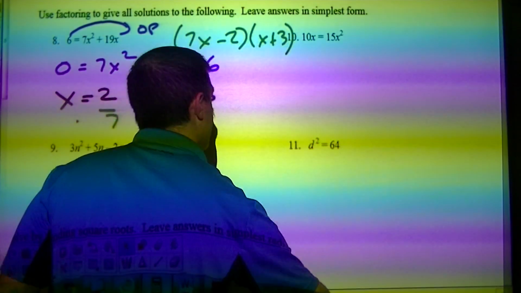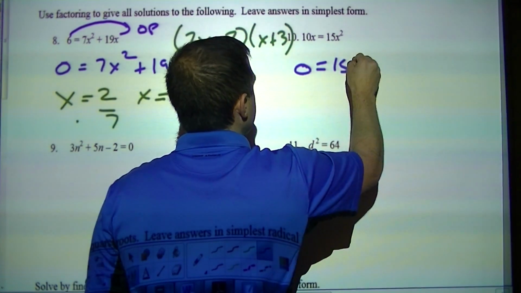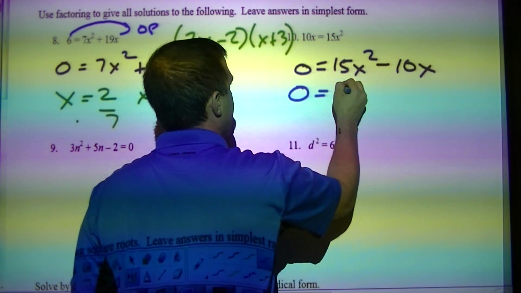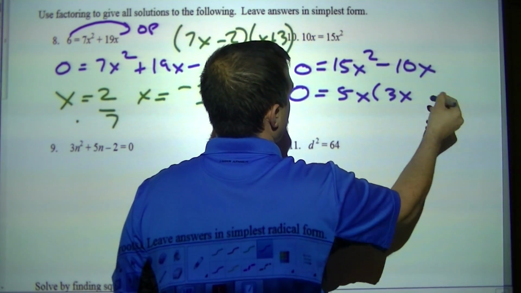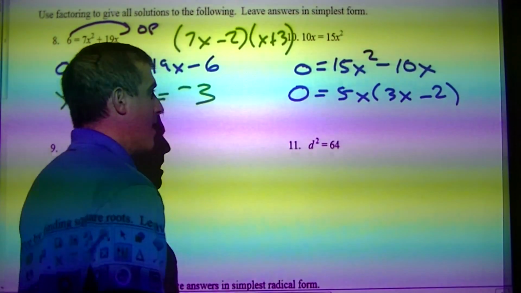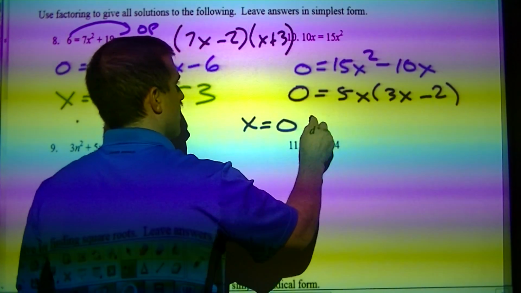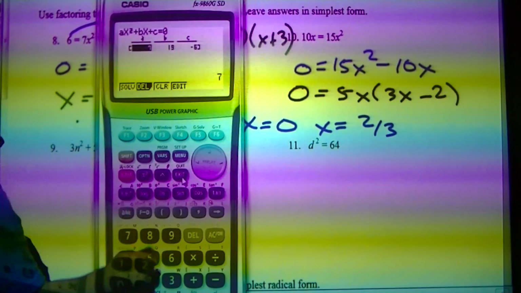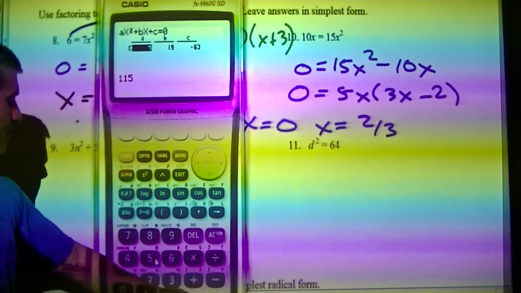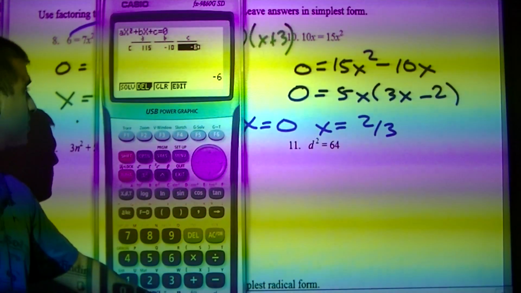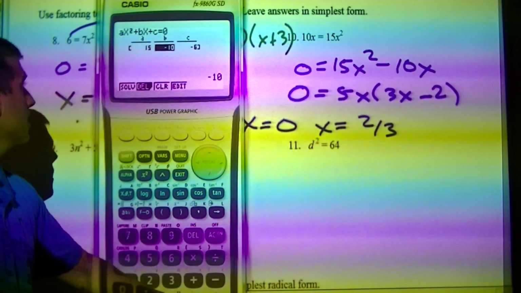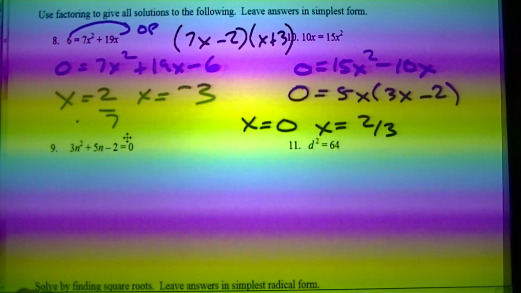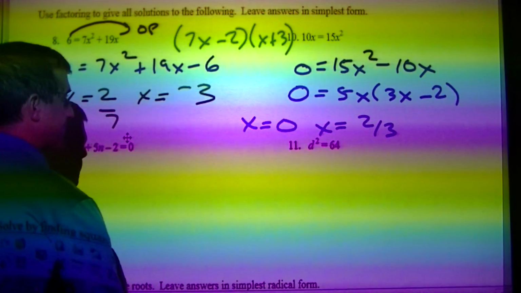On number 10, what you're going to want to do is move that 10x over. So I've got 15x squared minus 10x. If you're looking to take out a GCF there, I can take out 5x, which will leave me with 3x minus 2. If you solve those, you would get answers of 0 and 2/3. Another way to do it is at this step, type in 15, negative 10, 0. Solve. 2/3 and 0.